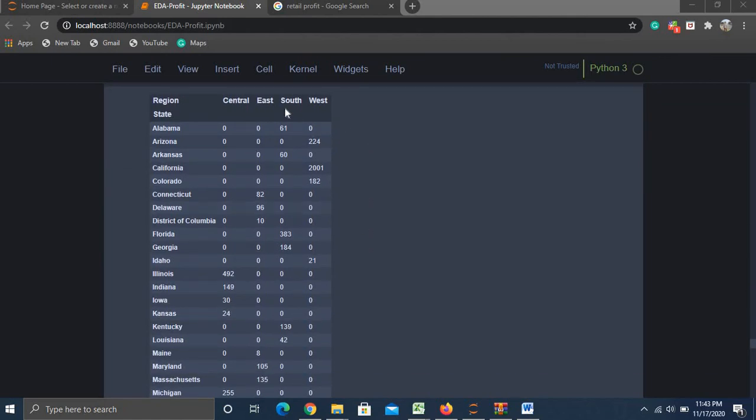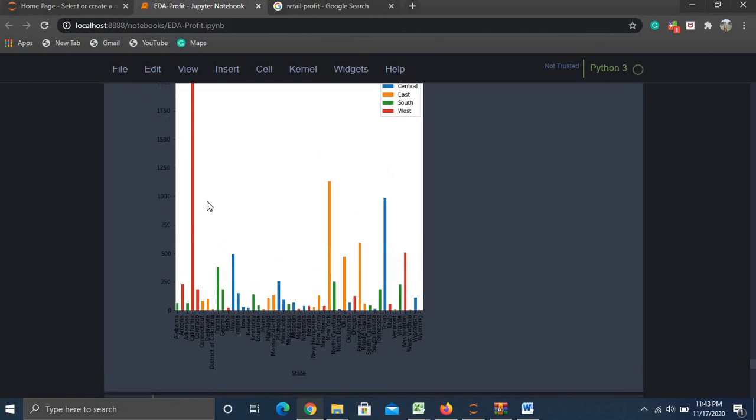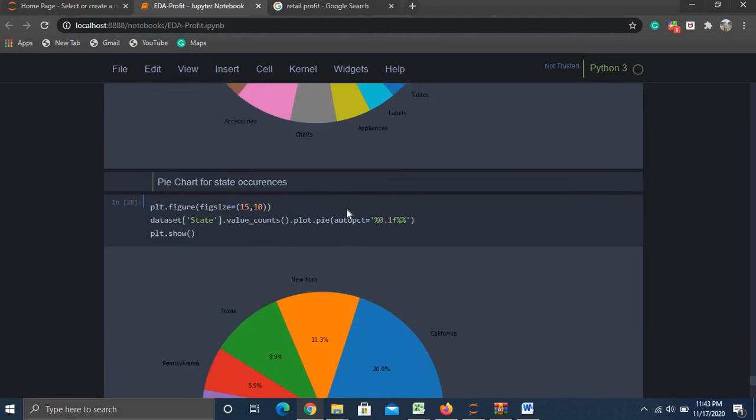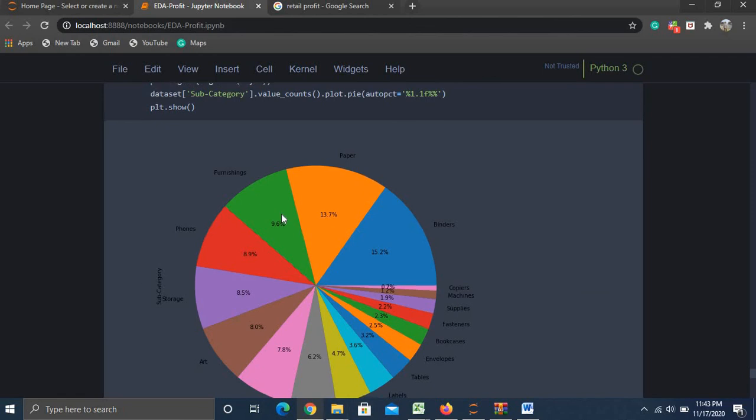We're just categorizing how many different variables there are. That's why they've sold 2,000 different units in California out of the total 4,000. And this is just the plot we make here. As you can see, California has a really high profit, because they've sold a lot over there. And we're just making pie charts of the same thing. This is for the states, and this is for the office supplies.